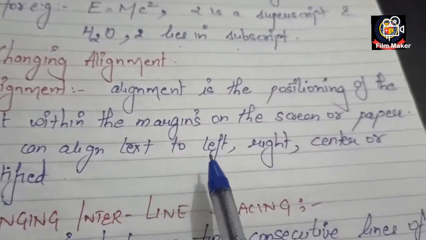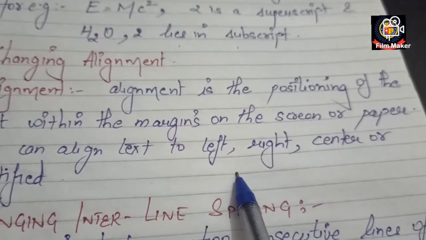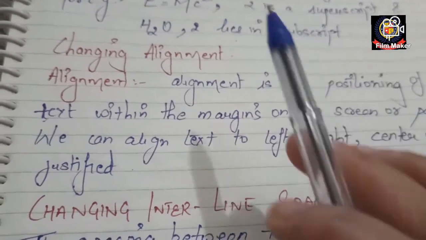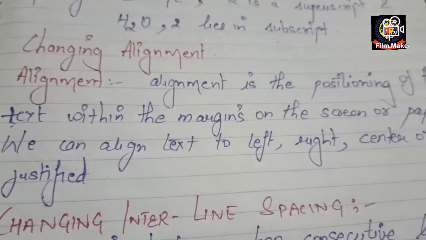We can align text to the left, right, center or justified, meaning by default the way it is coming. Clear? So now I'm showing you.